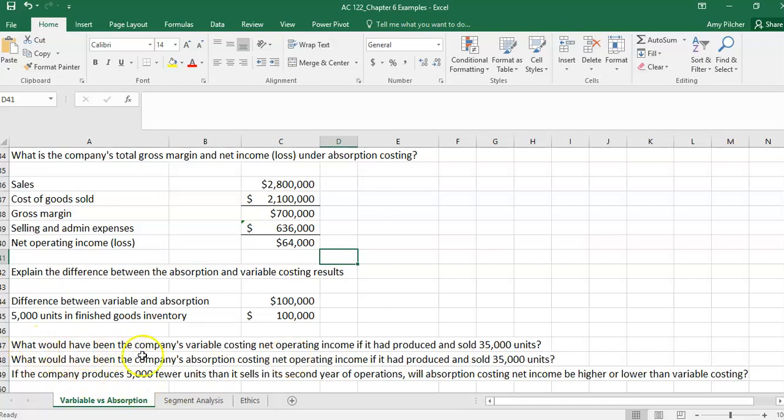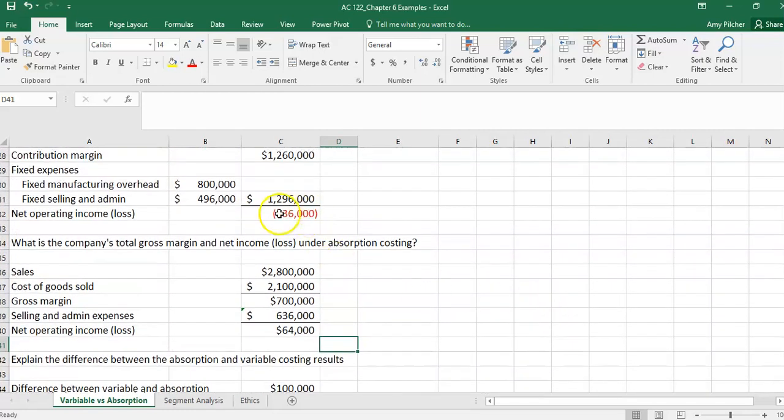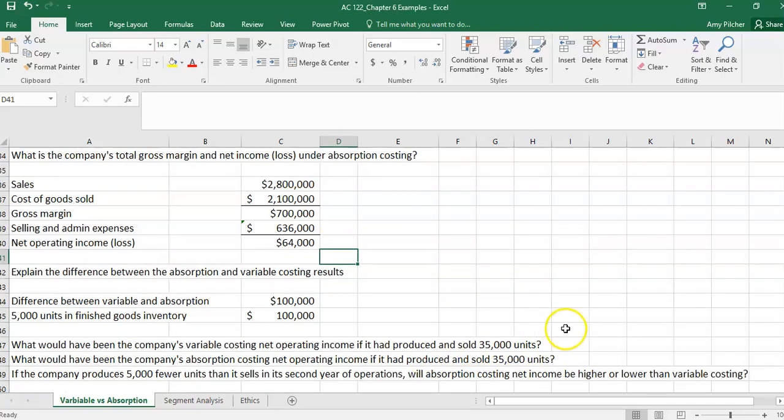Our next question, what would have been the company's variable costing net operating income if it had produced and sold 35,000 units? So under variable costing, our results are based on the units sold, and they don't change if we produce a different amount than we sell. So it would still have been negative 36,000. The results would still have been negative 36,000.